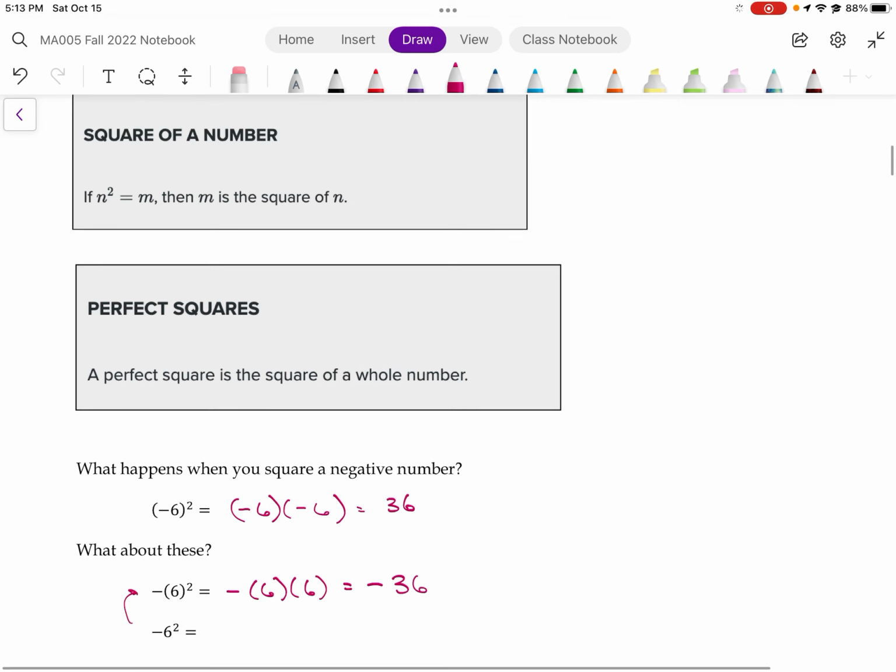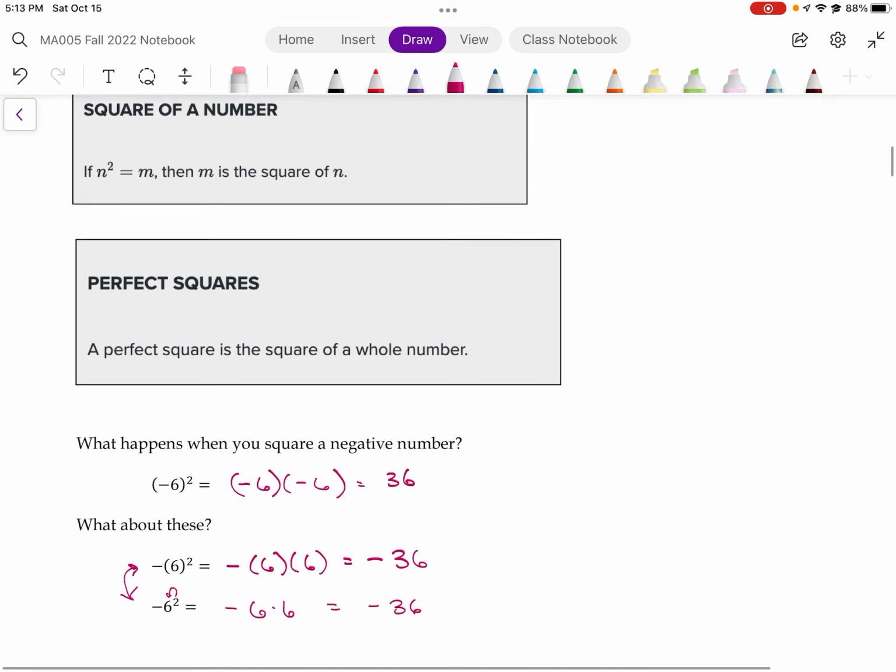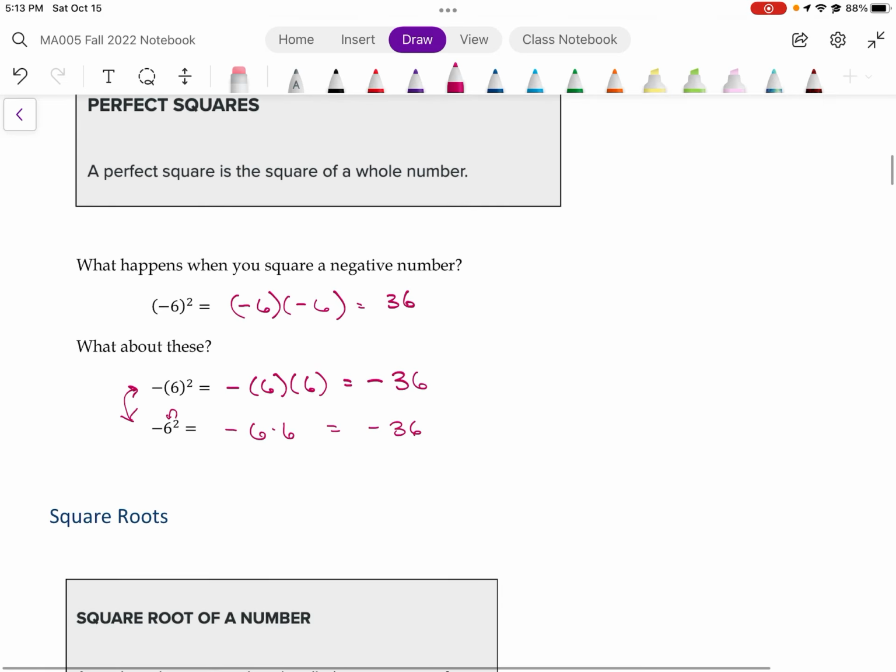This means the same thing as that. When there is a 2 in the exponent, or a 3 or a 4, it's only applying to the thing it's sitting next to. And if there are no parentheses, it's only applied to the 6. So this one is the same as the one up above, like that. Negative 6 times 6 is just negative 36. So be careful. Parentheses really do make a big difference with squares.